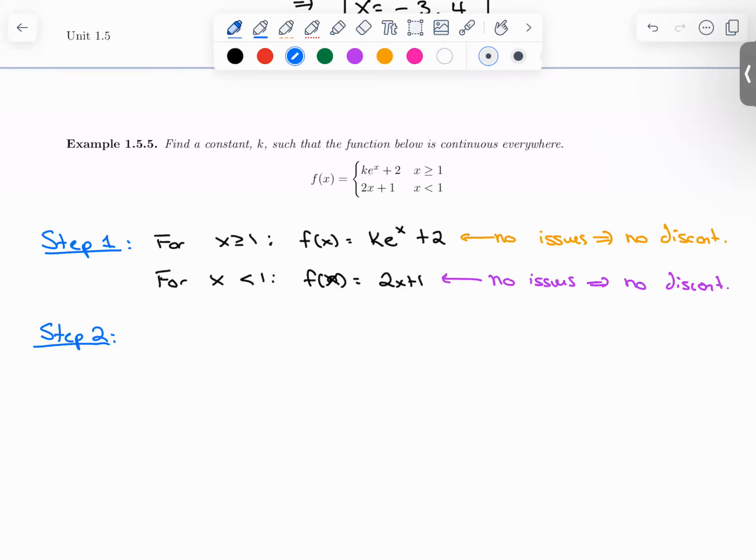We need to check to make sure that it's continuous at its dividing value. And this is where the bulk of the issue is going to come into play. For x equals 1, that is our dividing value. The limit as x approaches 1 from the right of f of x is going to be the limit as x approaches 1 from the right of the top function or the bottom function. The top, because we're approaching 1 from the right, larger than it.